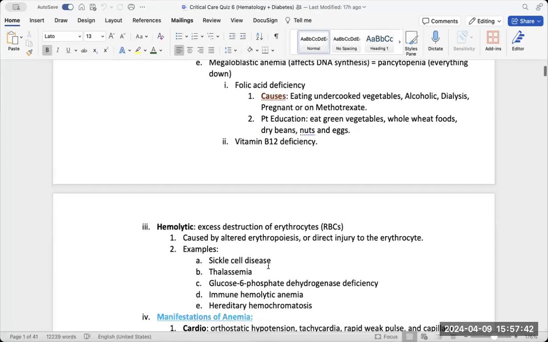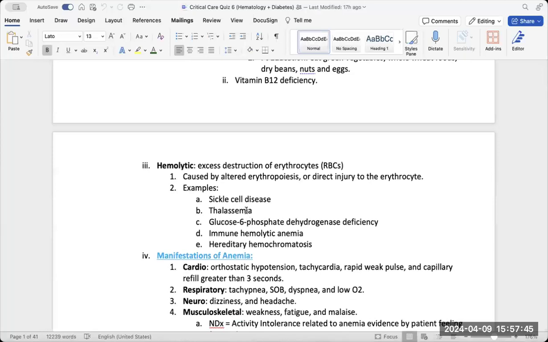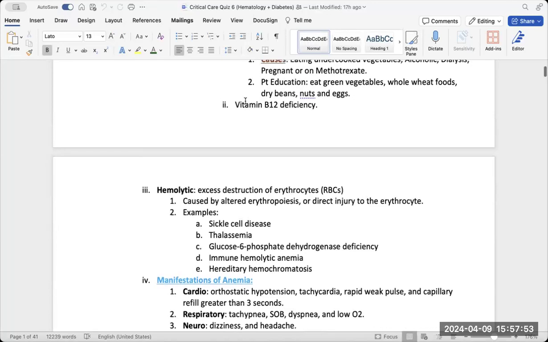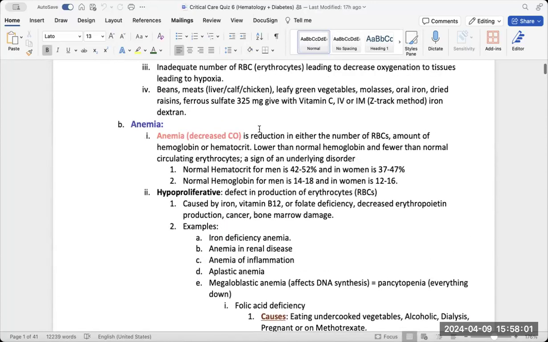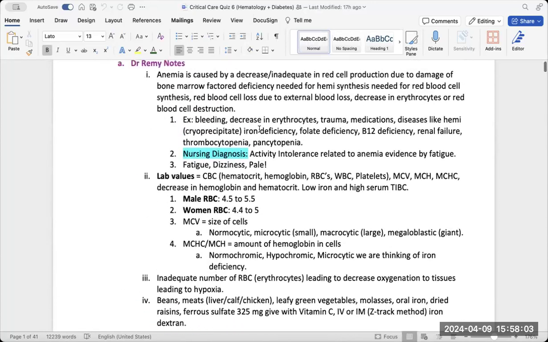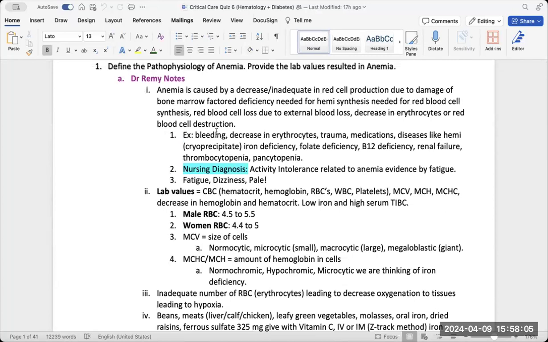And there's also hemolytic, which means the red blood cells could be destroyed somehow. So in sickle cell disease, we see a destruction of red blood cells, and that's because of the sickling shape, because they're having so much vaso-occlusion and so much lack of blood flow that the red blood cells aren't looking the way they're supposed to. But like I said, other things that Dr. Remy wanted us to know was the patho, which we discussed already.